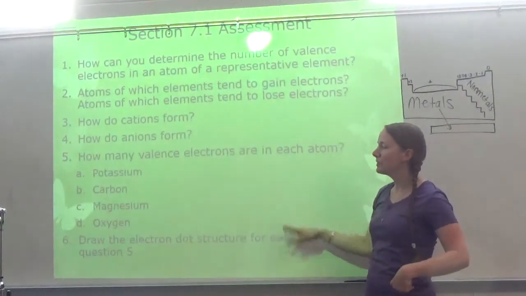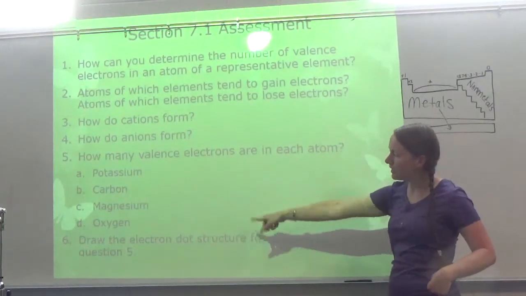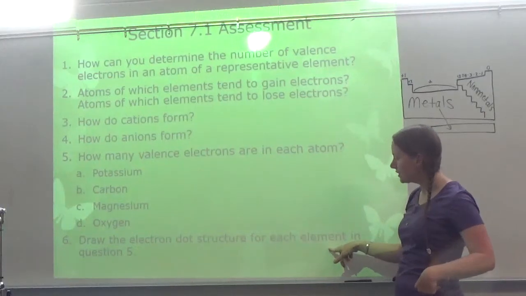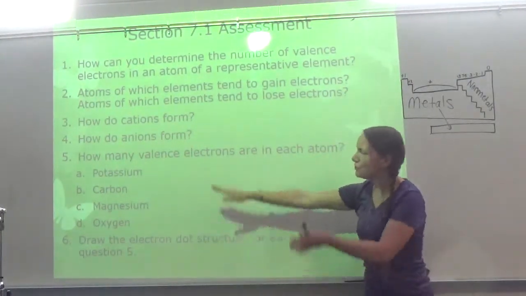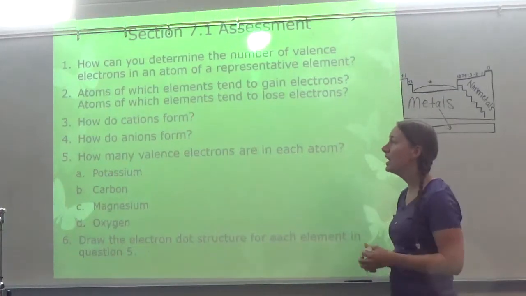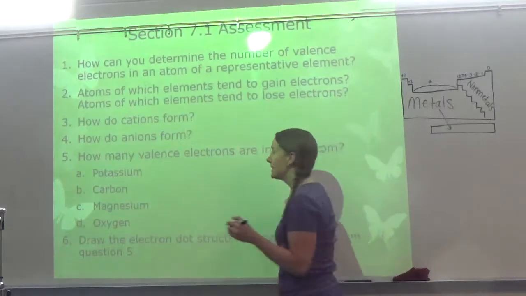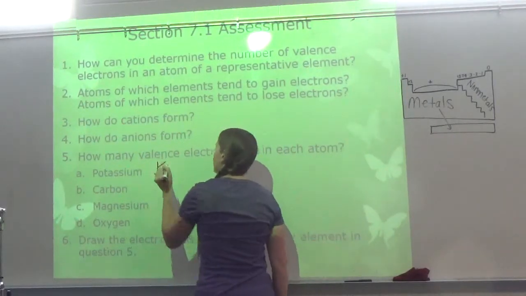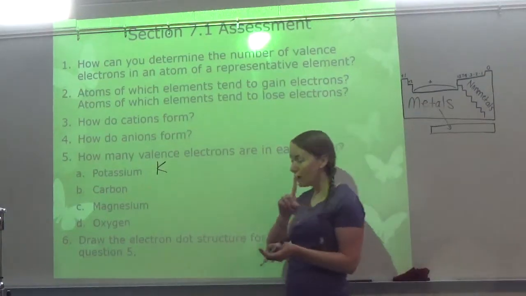So in class, normally I just do them together, because number 5 says how many valence electrons are in each atom, and then number 6 says draw the electron dot structure for each atom. Well, that tells how many valence electrons. So we're just going to kind of do number 6 and number 5 together. So potassium, first of all, what's the symbol for potassium? It is not P, it is K. So you find K on your periodic table. It's in group 1, which means it has 1 valence electron.